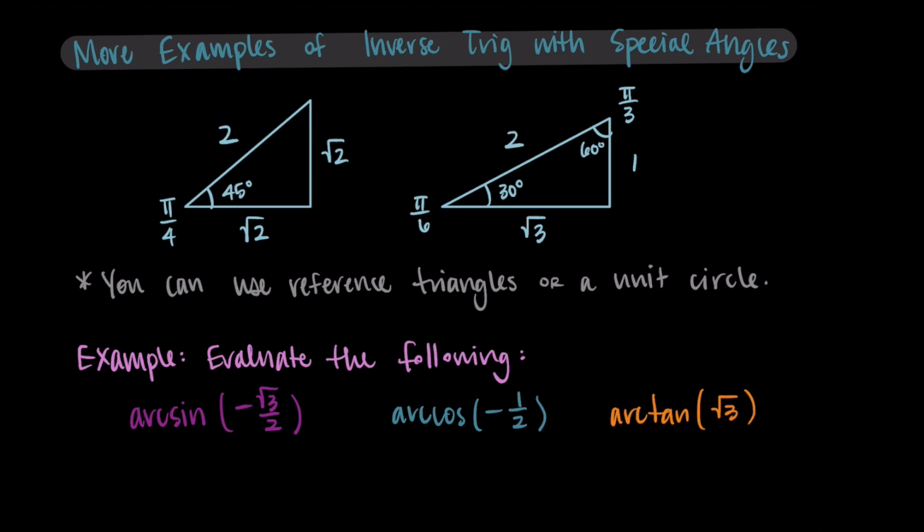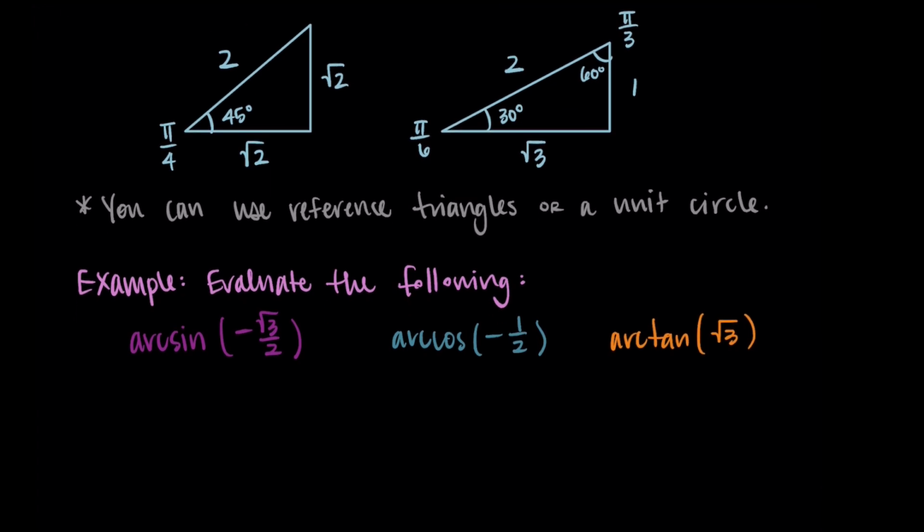So the first thing I do when I start these is I look at whether the value is positive or negative, because that will tell me which quadrant I'm looking in. So on the first example there, I'm looking at the arcsine, I have a negative square root of 3 over 2. That negative tells me I'm going to be in quadrant 4. My options are quadrant 1 or quadrant 4, and quadrant 4 is where sine is negative.